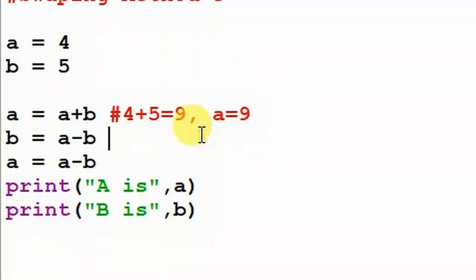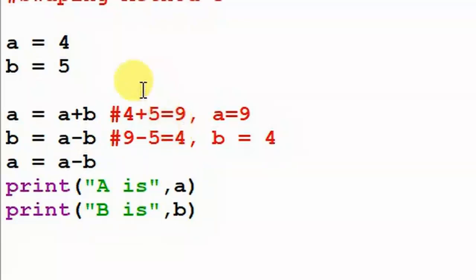Next, this statement. In this line this code works: in this a minus b, this final value of a is 9. So 9 minus b value, which is 5. So 9 minus 5 is equal to 4. So this is finally stored in b, b is equal to 4.